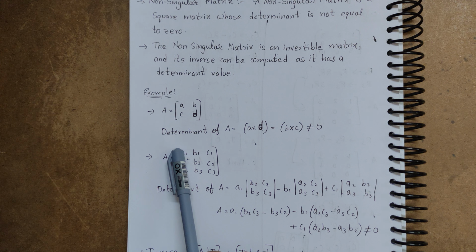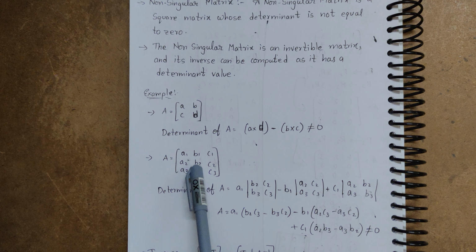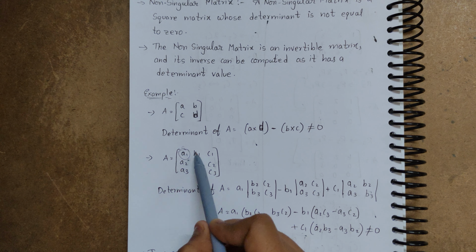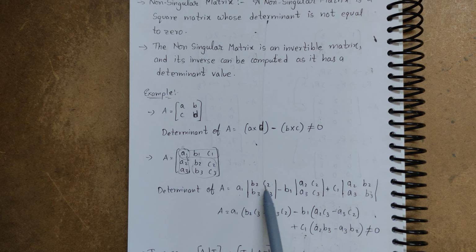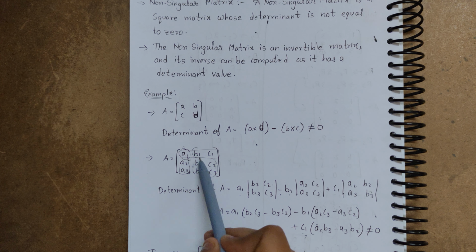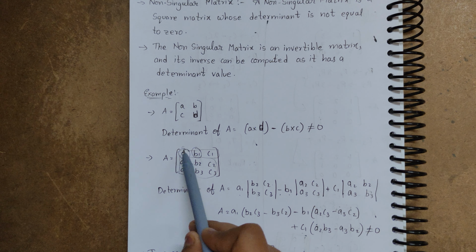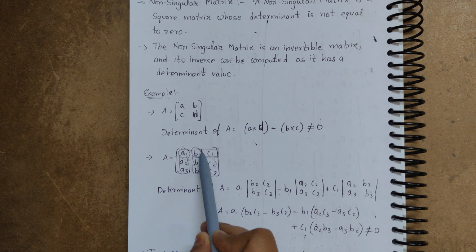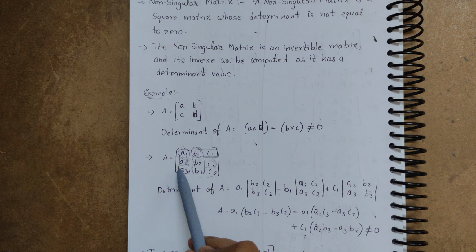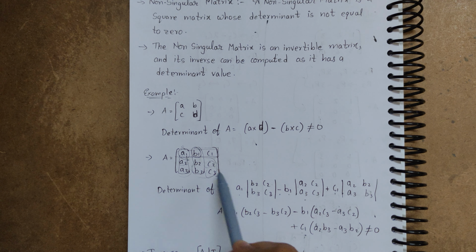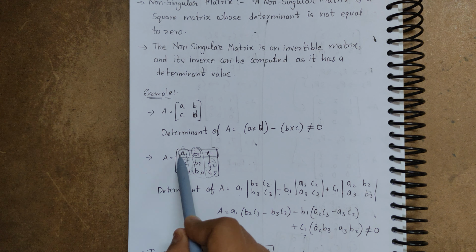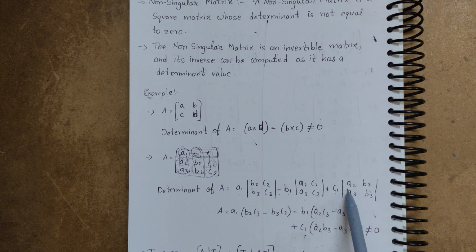Like this: A1 into the small matrix B2, C2, B3, C3. When we take A1, we shouldn't take the other elements of its row and column. Minus B1, when we take this element, we need to remove its row and column, and now we take A2, C2, A3, C3. When you take C1, we again shouldn't take these things; we need to take only these.